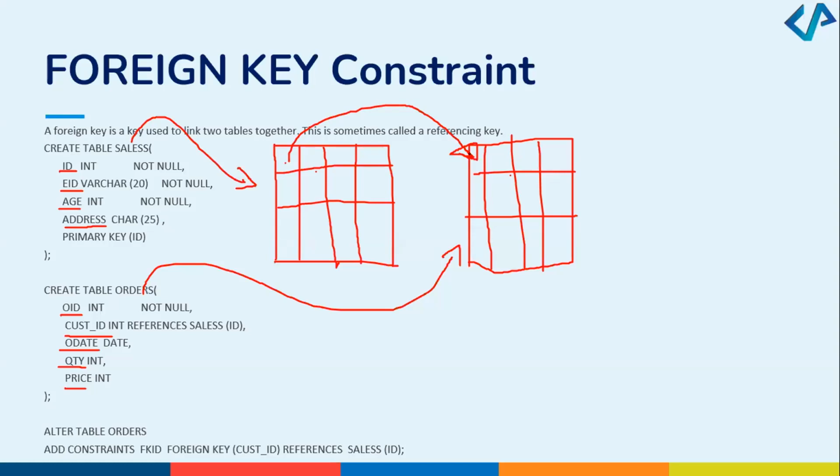And how can you alter your tables to add a primary key or foreign key? What you have to do: alter table, give the name of the table. Here it is orders, add the constraint. What is the constraint I wanted to add? Foreign key, cost ID, which is referring to the ID column in my sales table, right? So this is how the foreign key constraints can be added. So ID in one table, which is the primary key, being referred to in the other table, is a foreign key.